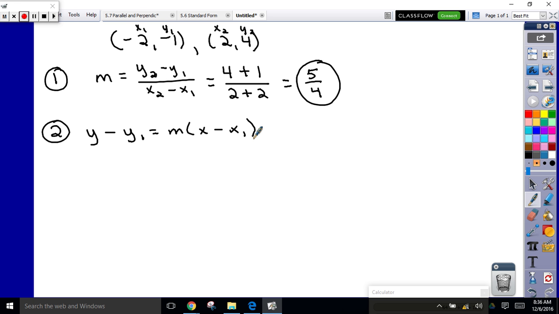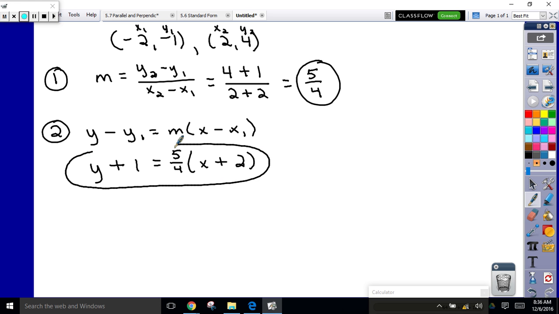I'm going to use the first point, but you could use either point. So I have y minus a -1, which becomes y plus 1, equals 5/4 times x minus a -2, which becomes +2. So that's my first equation. I have my equation in point slope form.